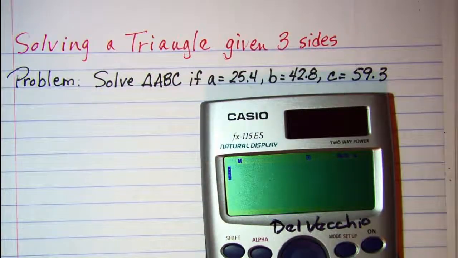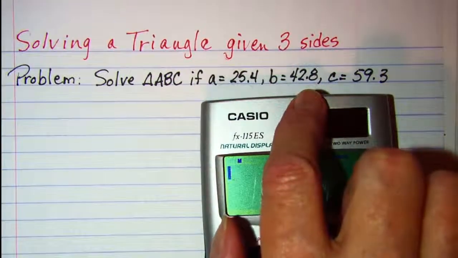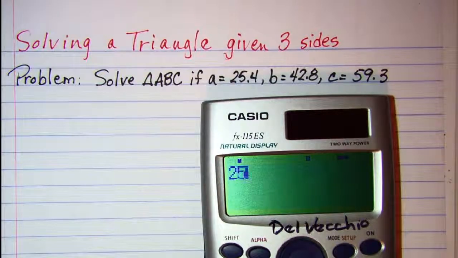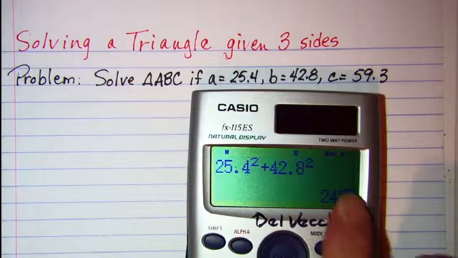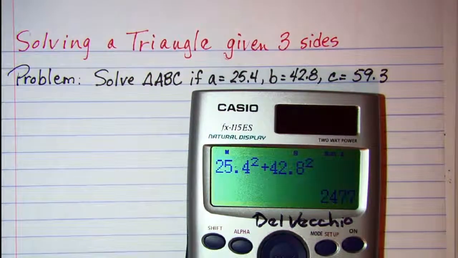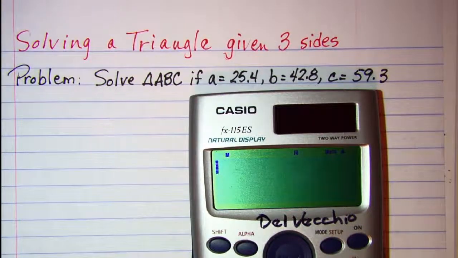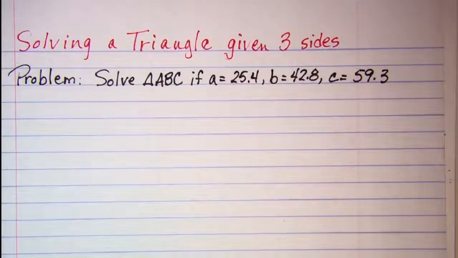I'll just take the two smaller sides. 59.3 is the largest side, so I'll take the two smaller sides and square those and add them together. So 25.4 squared plus 42.8 squared. And then if I square root this total, if it's equal to 59.3, then I have a right triangle, and I can use right triangle trig. So square root of 2477, and it's not, so we're going to have to use some other method.